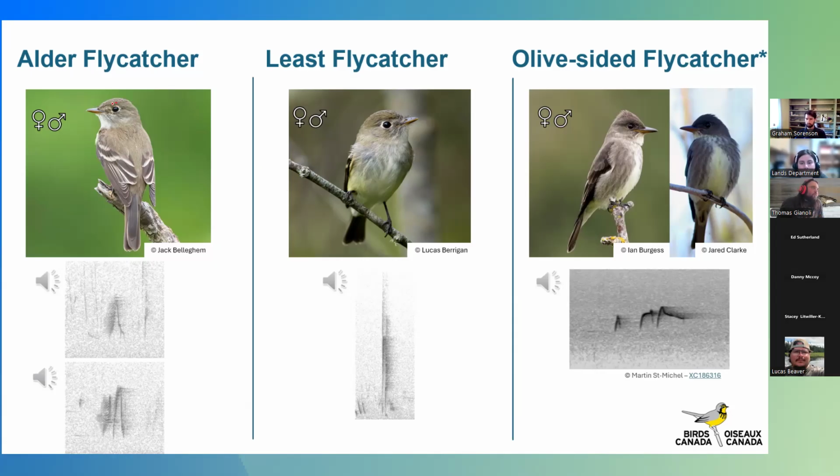So, characteristics separating visually alder and least: the eye ring here and here has a bit more white in the least flycatcher than the alder flycatcher, but still tough to see. The alder is a bit brownish green, compared to the grayish least flycatcher. And least flycatchers are a bit smaller, but yeah, tough to see.